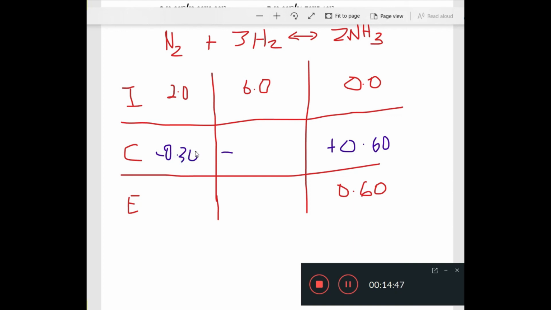So I know that 0.3 mole of nitrogen must have reacted. And then nitrogen to hydrogen is 1 to 3. So if this is 0.3, then this must be 3 times that amount, which is 0.9. Now we can work out the equilibrium amounts of hydrogen and nitrogen.